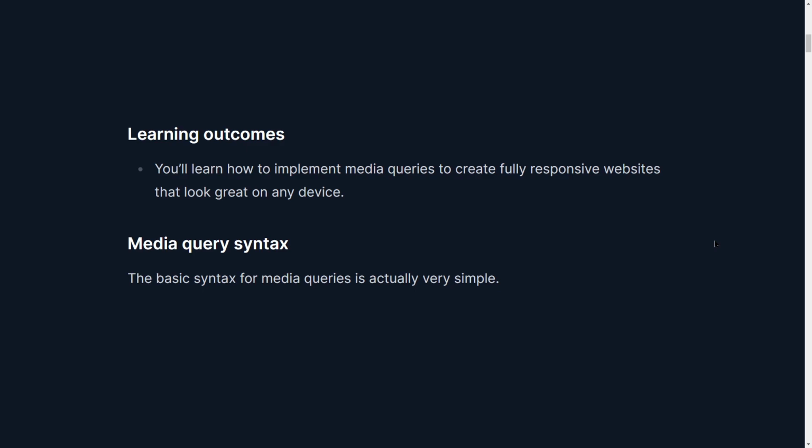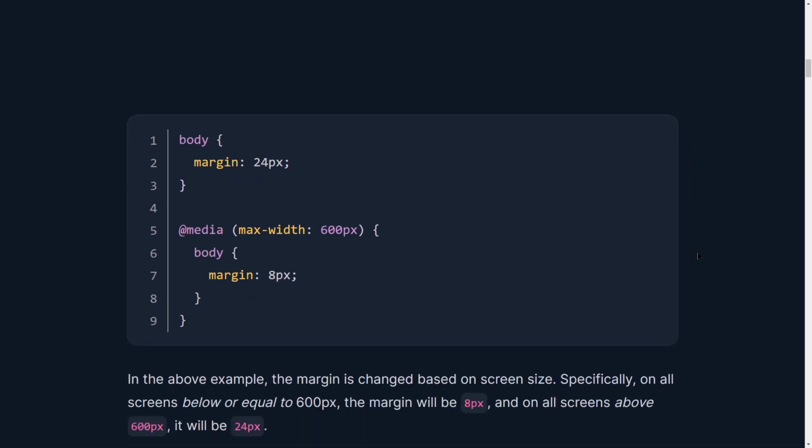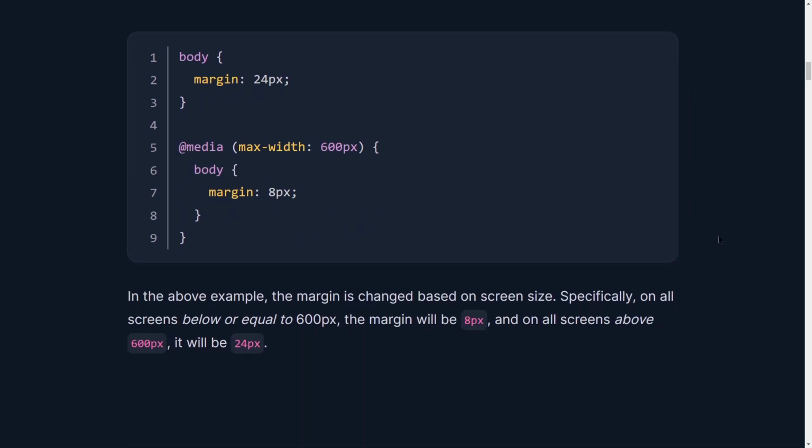The basic syntax for media queries is actually very simple. So how does it look? In the above example, the margin is changed based on the screen size. Here you have body margin as 24 pixels generally, and then there is @media max-width 600px. So for a screen with a max width of 600 pixels or less, body will become margin 8 pixels. So body margin will shrink in smaller devices.